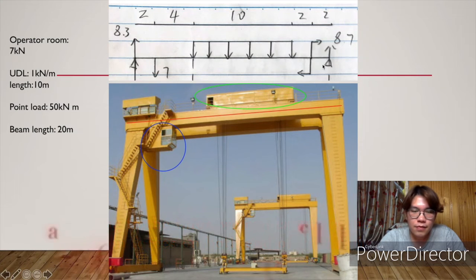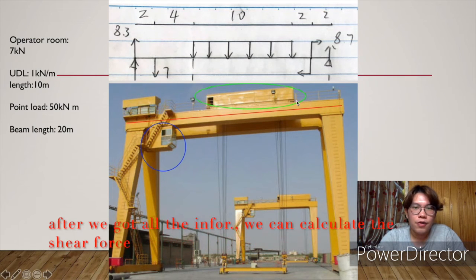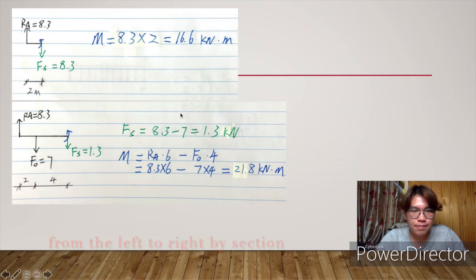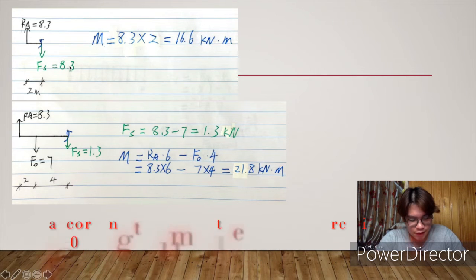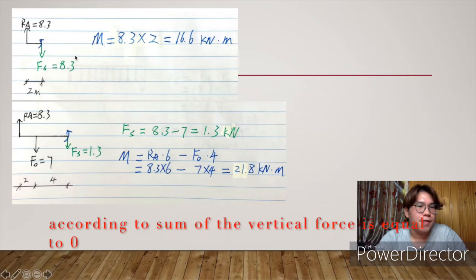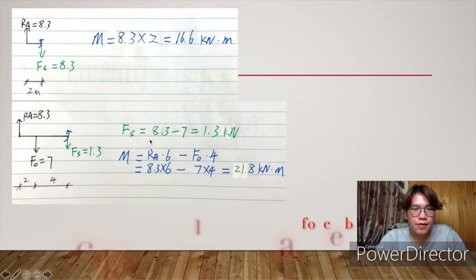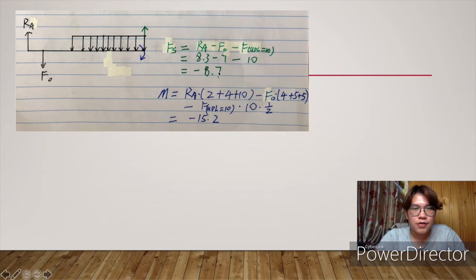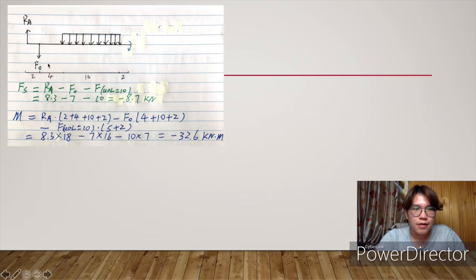According to those three pieces of information, we can calculate the reaction forces on both ends of the beam. After we have all the information, we can calculate the shear force from left to right by section. So this is the section analysis. We calculate the shear force first. According to the sum of the vertical forces being equal to 0, we can easily calculate the shear force by section, just like this and this.